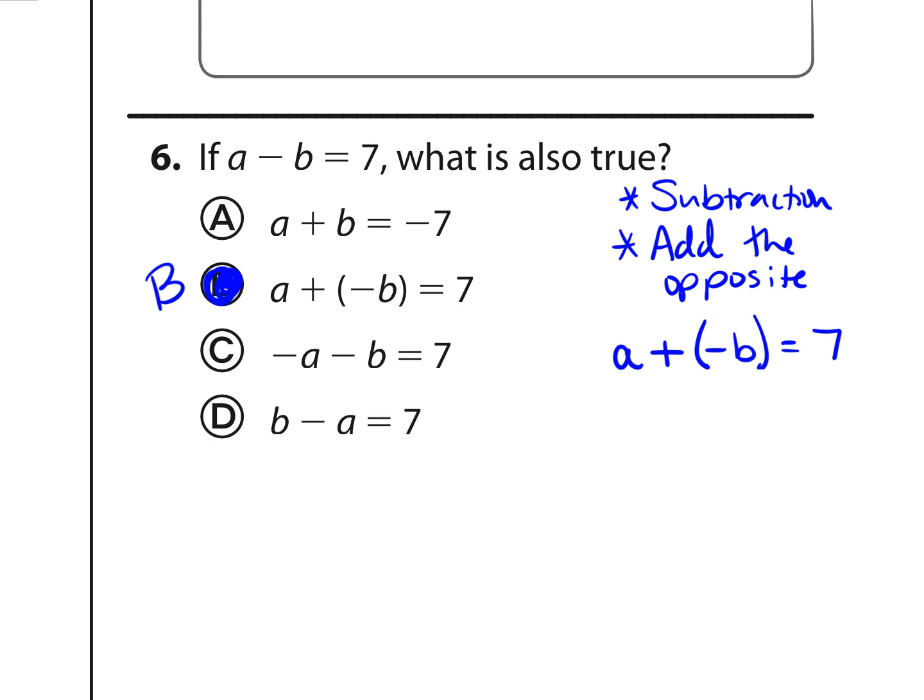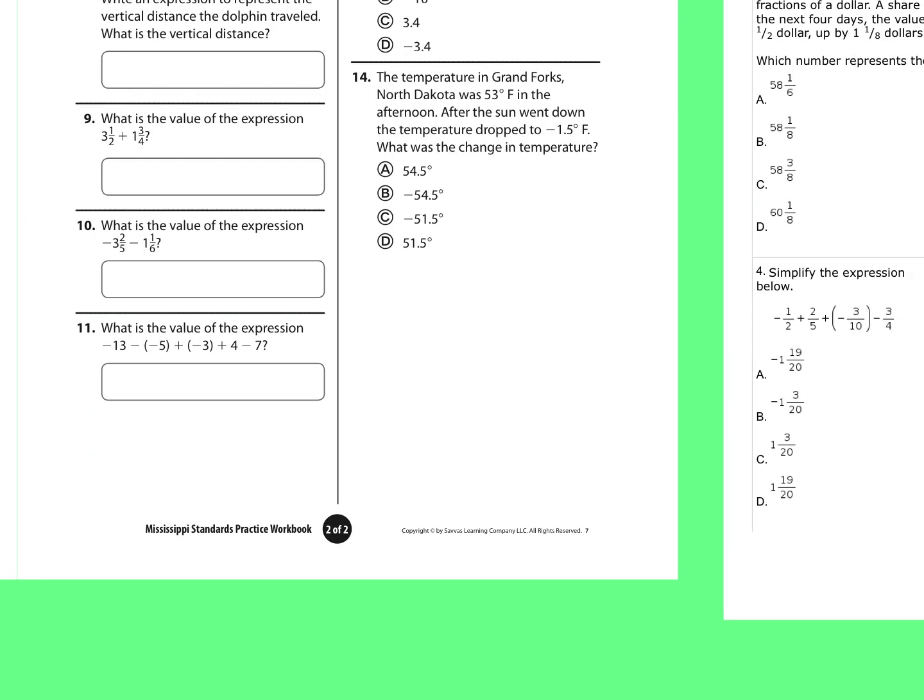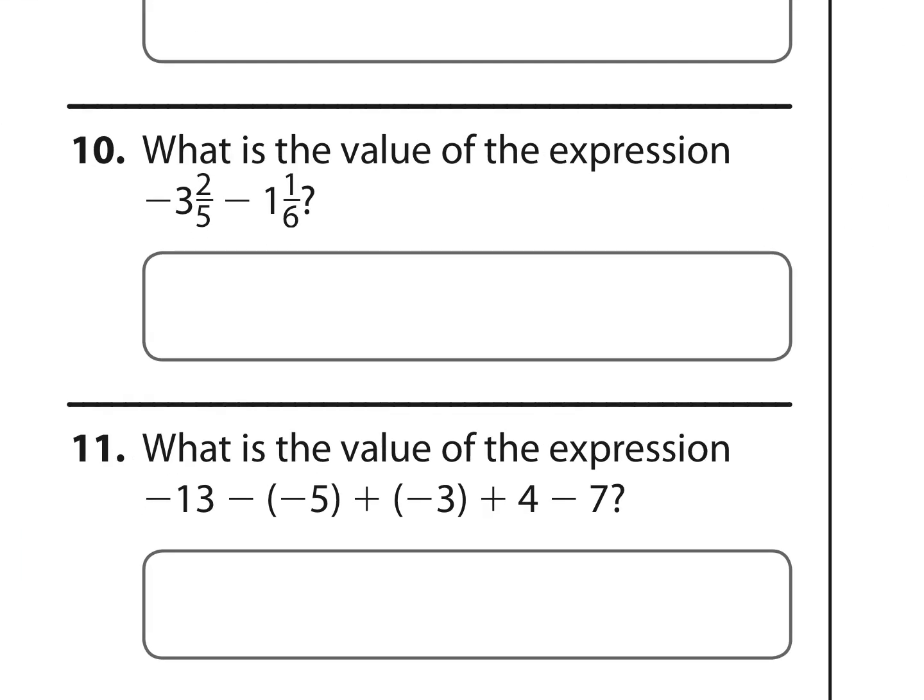On the back of that page, number 10, what's the value of this expression? Well, we're subtracting mixed numbers. If they could go to terminating decimals, it'd be easy to change them to decimals, but 1 1/6 goes to a repeating decimal. So I'm going to change them both to improper fractions, and we're going to use the method that many students like to call around the world, where we multiply the denominator 5 times the whole number 3, and then add the numerator 2. So I've got negative 17 fifths minus 7 sixths.